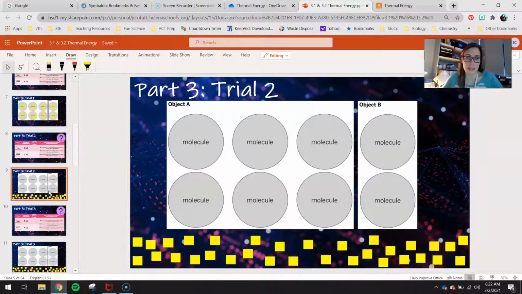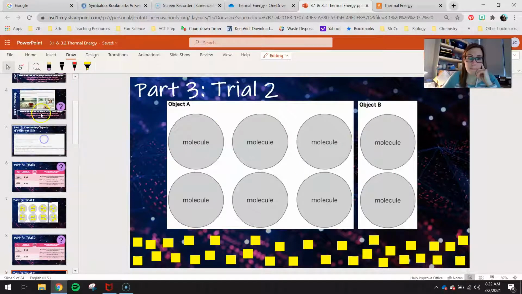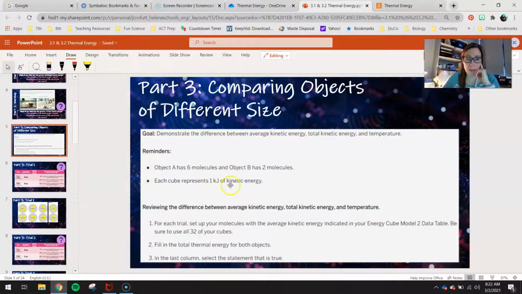It's gonna look like this, okay? You should recognize this, except now we don't have two objects that are the same size. We now have object A that is larger and has 6 molecules. Object B is much smaller and only has 2 molecules, okay? All right, each cube represents 1 kilojoule of kinetic energy. So remember, you have those little yellow squares, or those little yellow energy cubes, as we'll call them. One of those represents 1 kilojoule of energy.